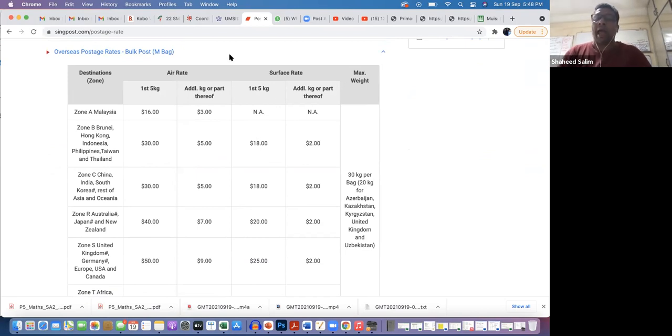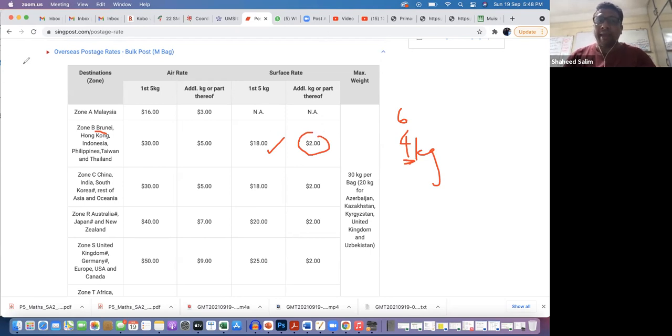So let's say I have a package down here. Other countries have different rates. Let's say you have a 4 kg package and you want to send to Brunei. Brunei is here. Let's say we take surface. You have to pay $18, because it's up to 5 kg, and I'm only sending 4 kg. If it was 6 kg, you must pay for 5 kg plus 1 kg, so 1 kg you must pay $2 more. So $20. You get it?